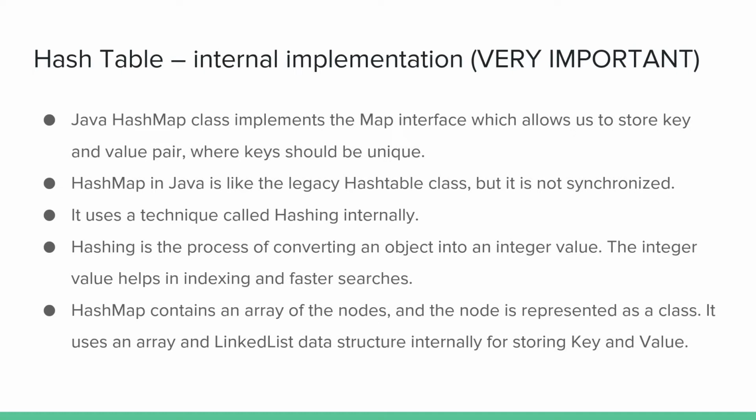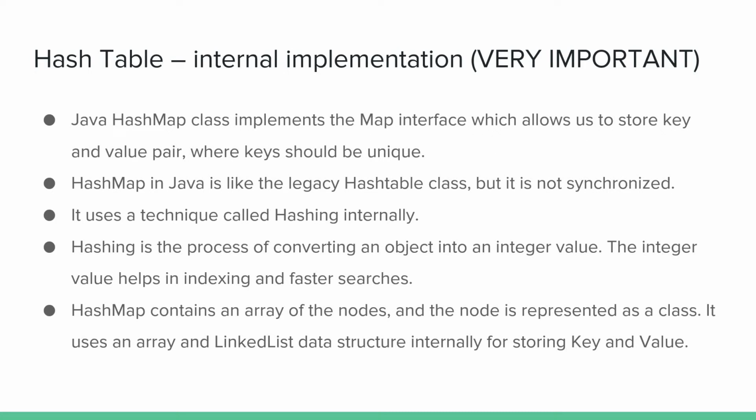Java HashMap class implements the map interface which allows us to store key and value pair. Remember, the key should be unique there. HashMap in Java is pretty much like the legacy hash table class, but one difference is it is not synchronized. It uses the technique called hashing internally, and we all know what hashing is. Hashing is the process of converting an object into an integer value. The integer value helps in the indexing and faster searches.